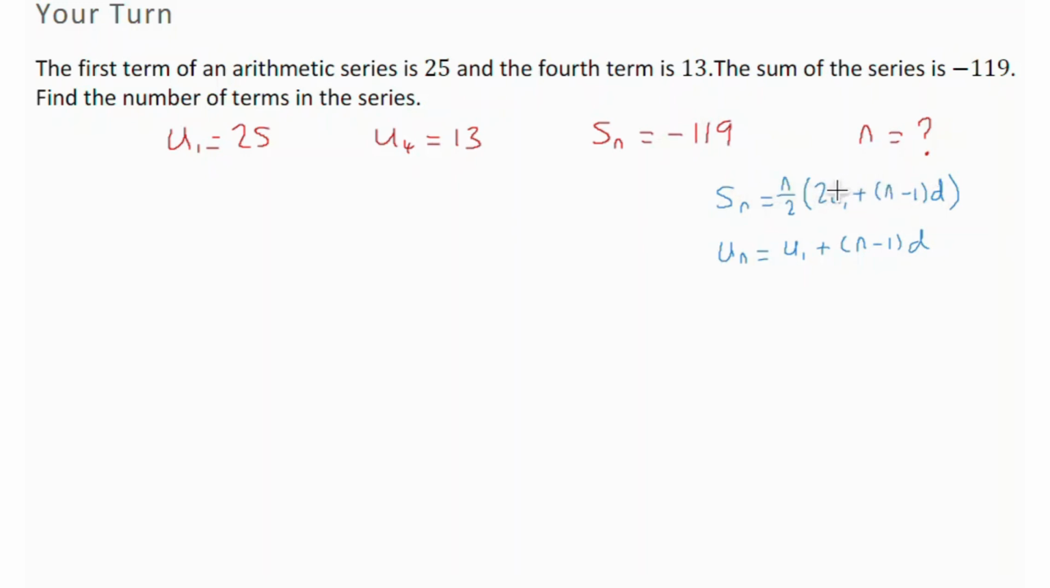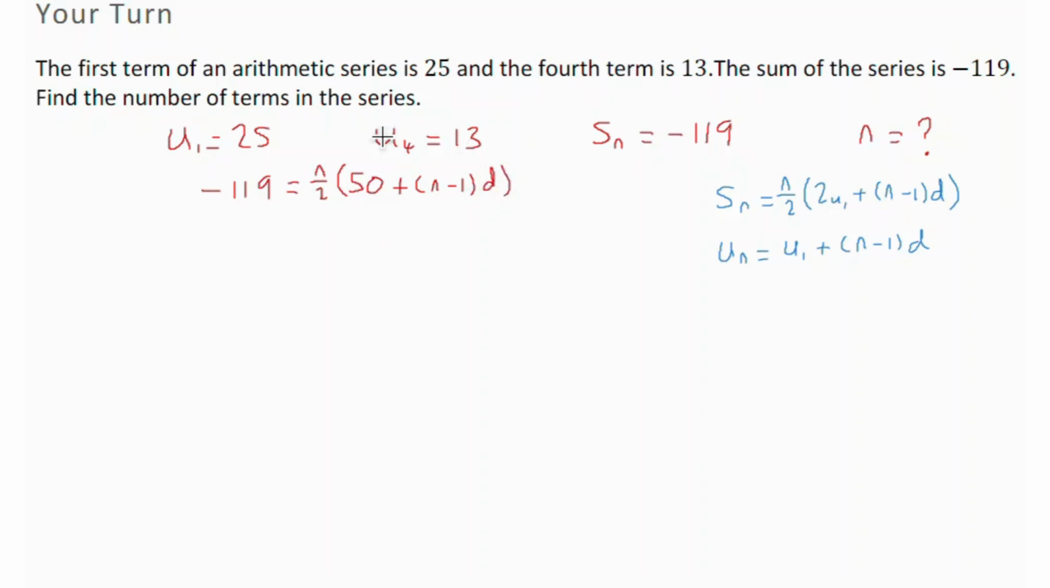So we can plug that in. So we know that negative 119 is equal to n over 2 times 2 lots of u1, so 50, plus n minus 1 times by d, which at the moment we don't know. So now we've got an equation in n and d. Can we figure out what d is to be able to substitute it in here?